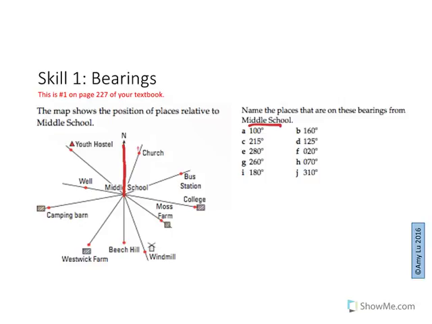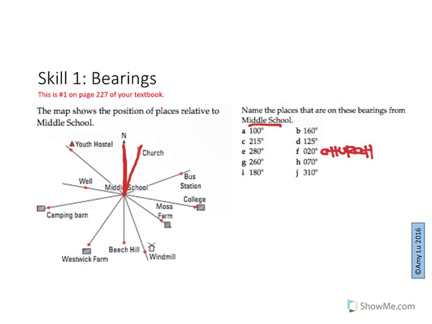which is what. So using your protractor, you can measure out each one and figure out which one matches where. So for example, if I measure out the church from north all the way to the church, I'll notice that this is 20 degrees. So F is the church.